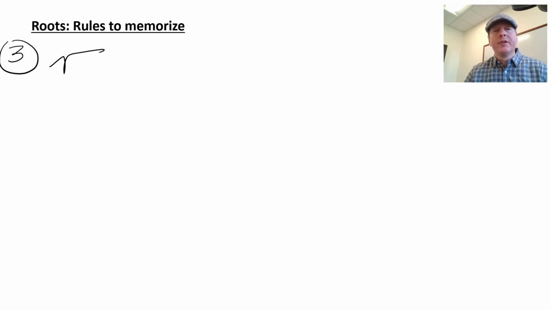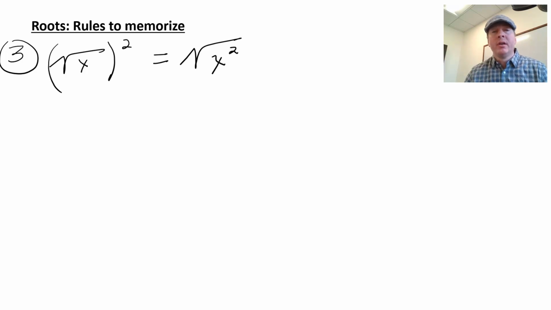A third rule: the square root of x, squared, is the same thing as the square root of x squared. In other words, it doesn't matter where you put the exponent, and both of those are equal to x. So the squaring and the square rooting cancel each other. And when you think about exponent rules, this makes sense.